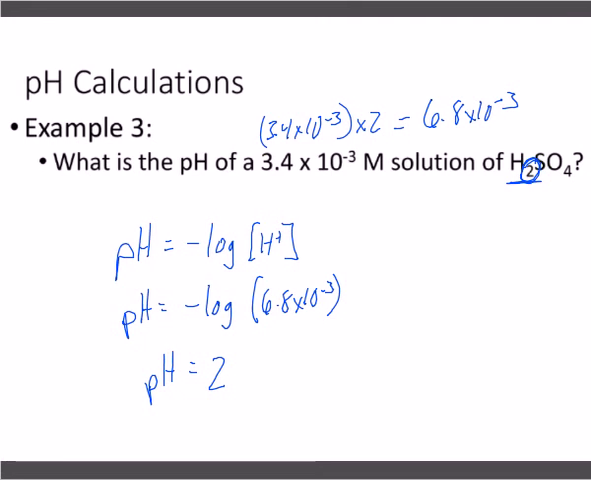Right, so 2 decimal places, guys, is a good rule of thumb to go to with pH. So 2.16, and there's no unit because it is pH.